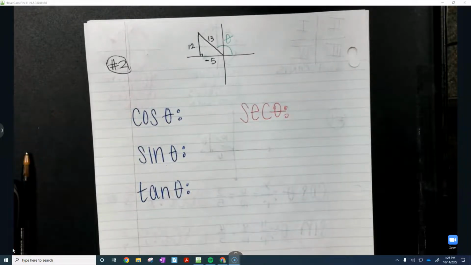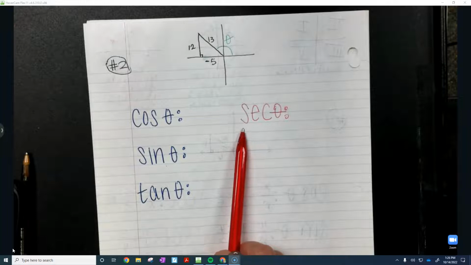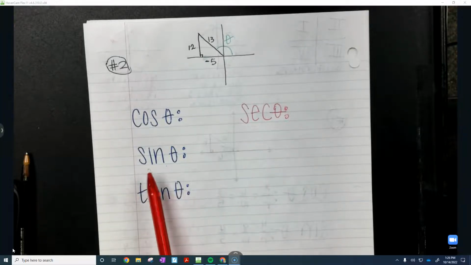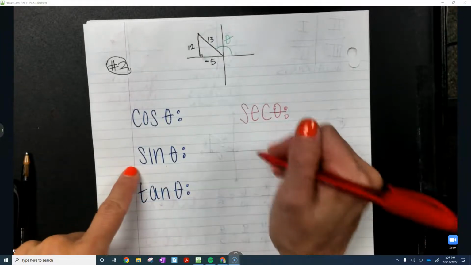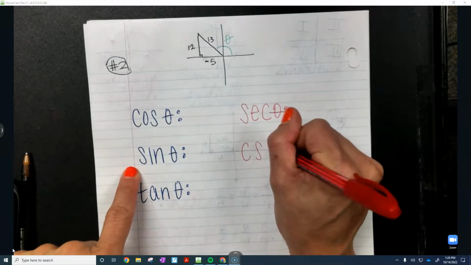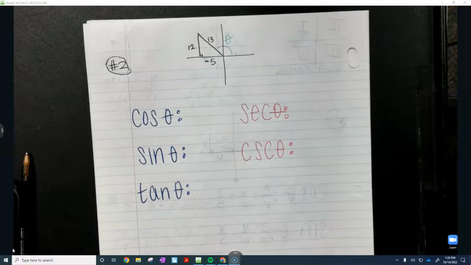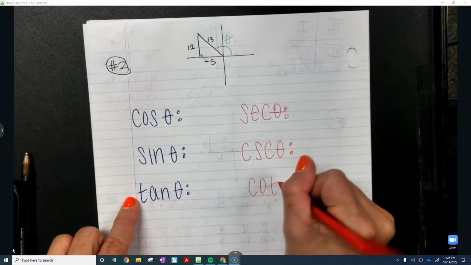I guess I lied. This is my last column, 2-column notes. If it starts in a C, its reciprocal starts in a S. Wait, what? If it starts in a S, its reciprocal starts in a C. That's how I remember which one belongs to which. Because secant and cosecant, that's like a foreign language to me. Cotangent, y'all, is the only one that I know belongs with regular tangent.